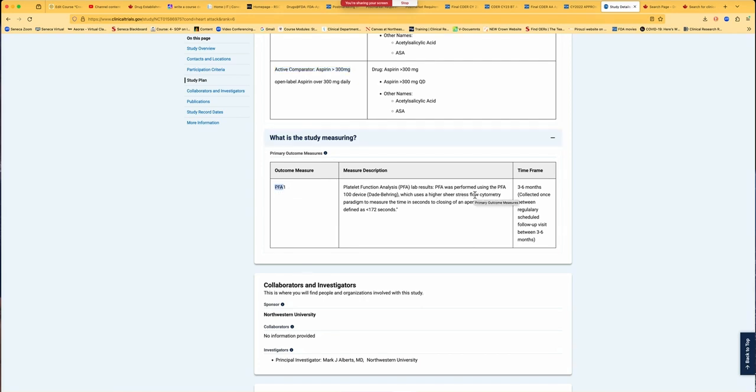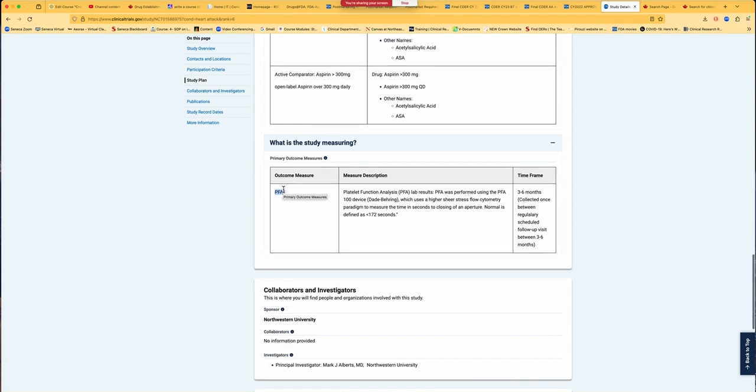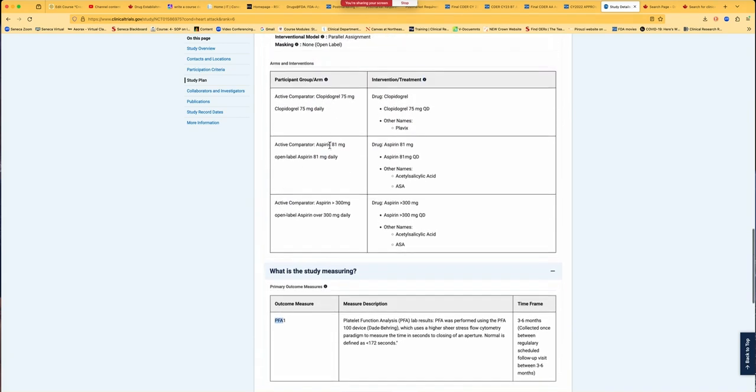PFA was performed using the PFA 100 device, and then they came up with several results that they could then compare, the results of the platelet function analysis between 3 groups. I don't want to go too much into detail of the scientific reason or rationale here, because I'm just showing you the database. However, you understand very well that this information must be added, and this is critical. We have to add that.